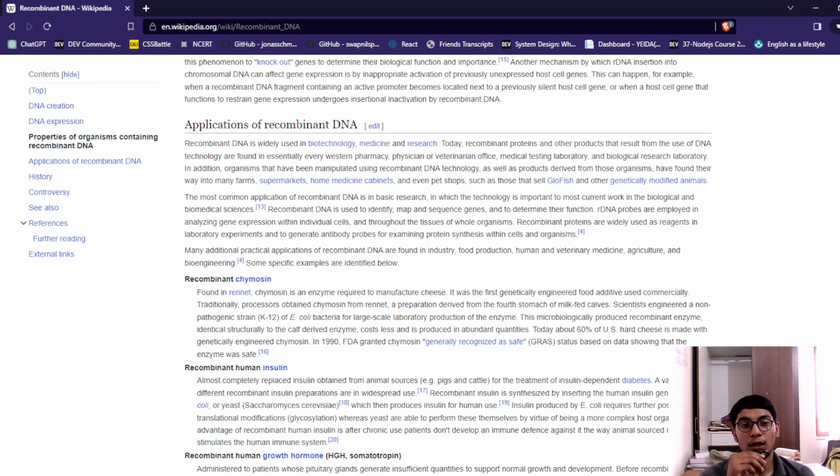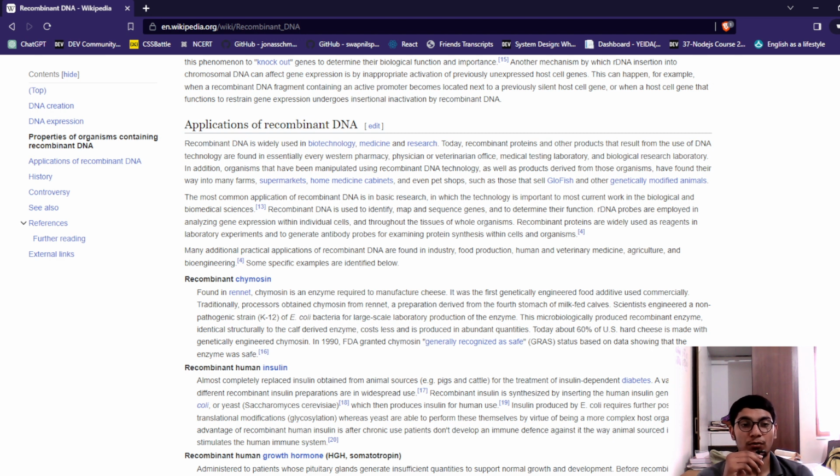Application of recombinant DNA. Recombinant DNA is widely used in biotechnology, medicine, and research. Today, recombinant proteins and other products that result from the use of DNA technology are found in essentially every Western pharmacy, physician's and veterinarian's office, medical testing laboratory, and biological research laboratory. In addition, organisms that have been manipulated using recombinant DNA technology, as well as products derived from these organisms, have found their own place. Many farms, supermarkets, and even pet shops, such as those selling GloFish or genetically modified animals.